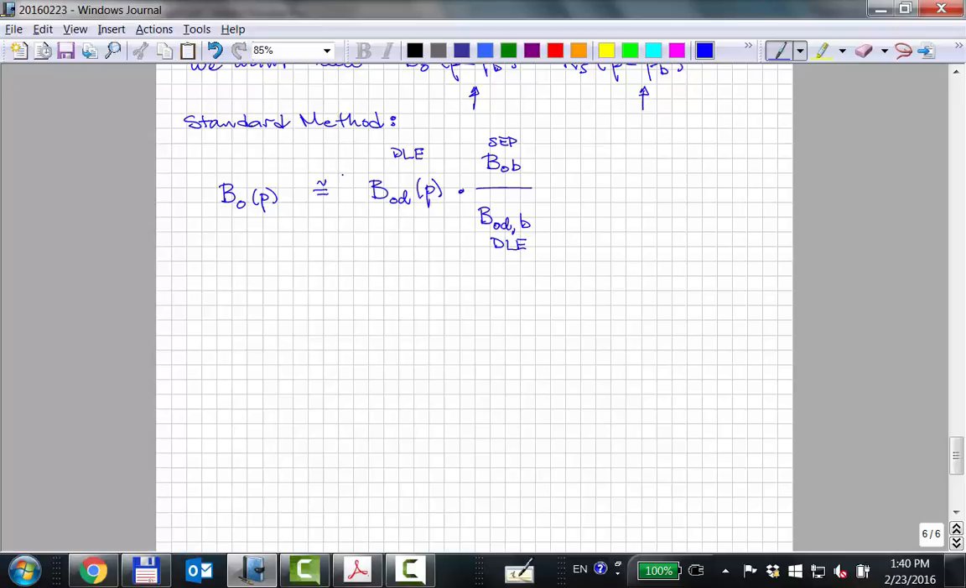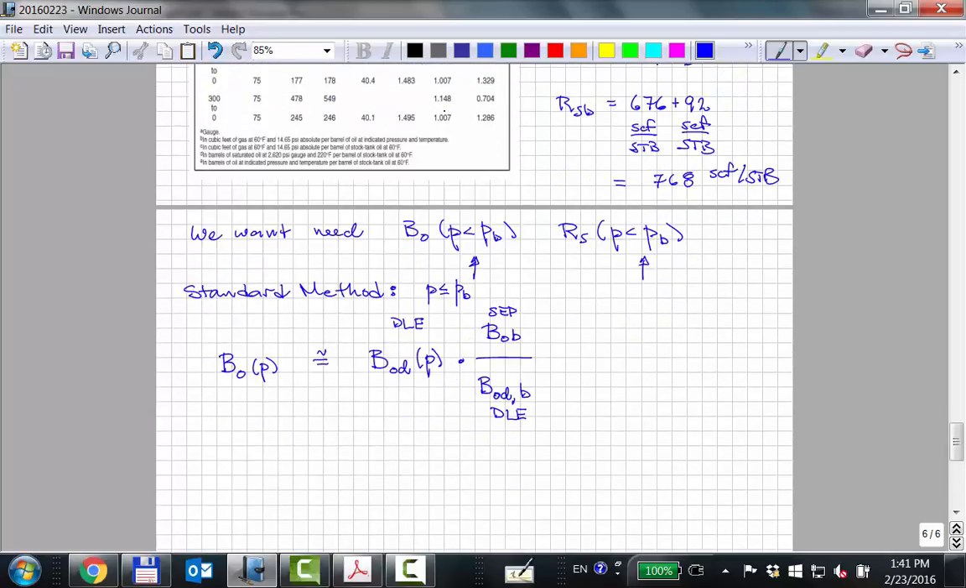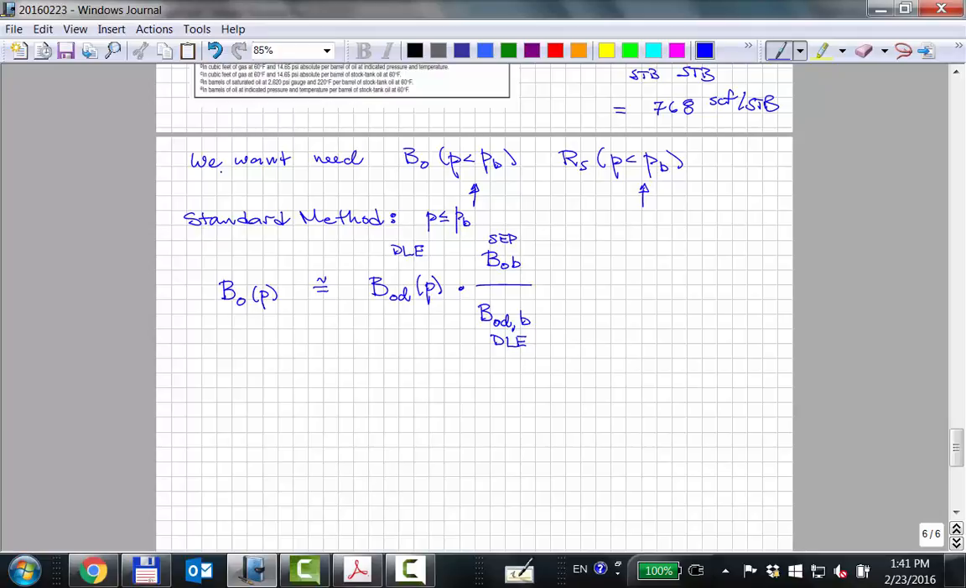So the range of pressure will be only from the bubble point down. We will not do any corrections above the bubble point. This is probably a good point to note: we want these for saturated oil properties.